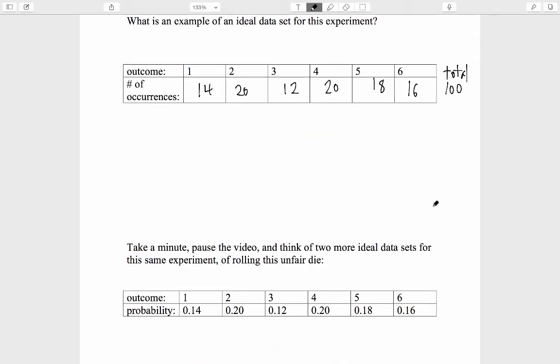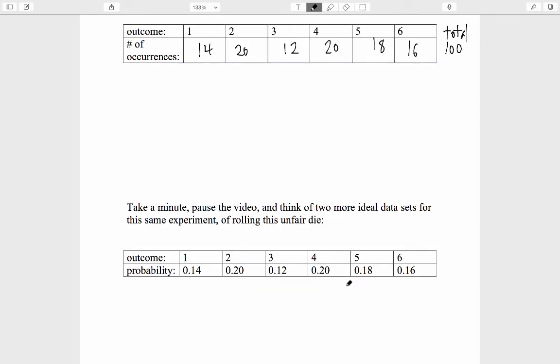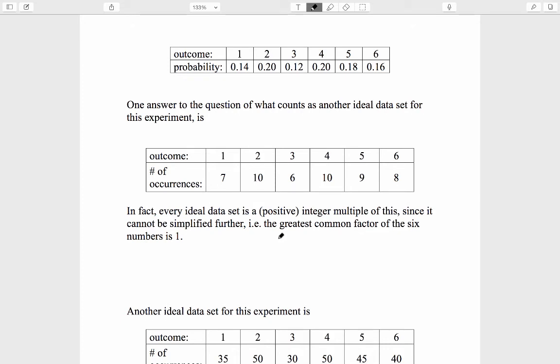Now take a minute, pause the video, and think of 2 more ideal data sets for this same experiment of rolling this particular unfair die. Think of 2 other ways of coming up with numbers to fill in so that the relative frequencies will match these probabilities. You should really do this. Pause the video.